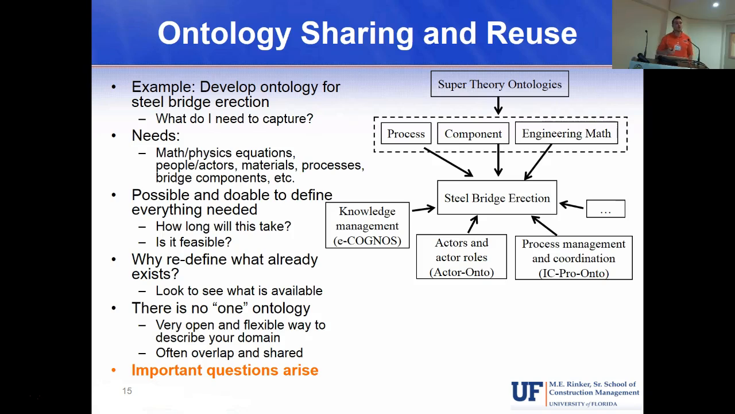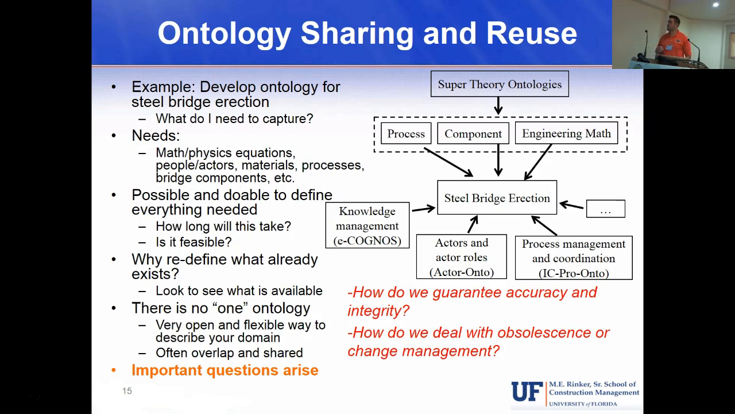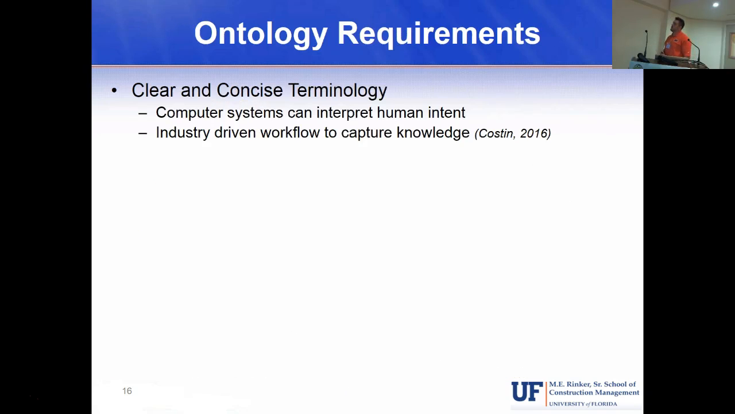But important questions arise. Same thing with going into encoding this. How do we guarantee accuracy and integrity of what's been encoded? And how do we deal with obsolescence or change management? And these are just two of the main ones that pop up. And so the way to get around this is we need standardization rules and requirements in order to define these in a way that can be reused and shared. And so research has shown it needs to be clear and concise terminology, because, going back to systems, they can then determine our intent.